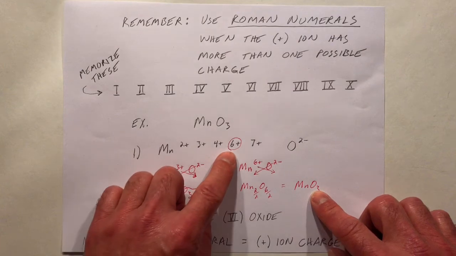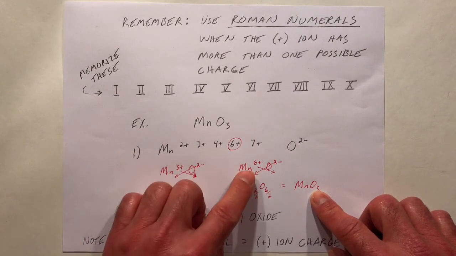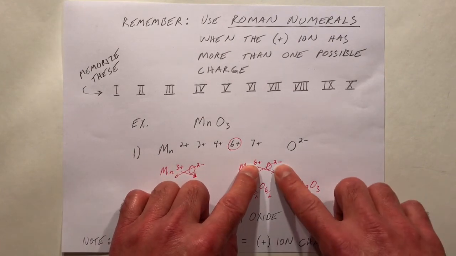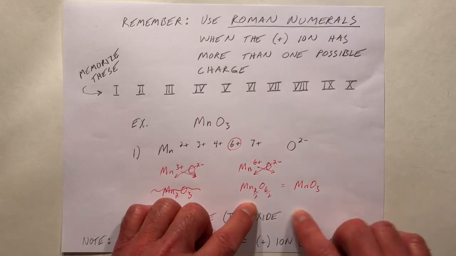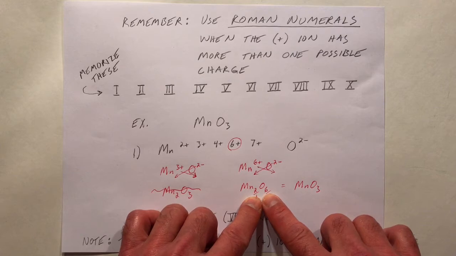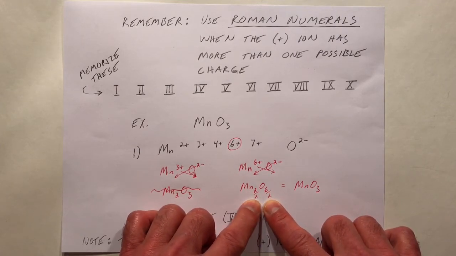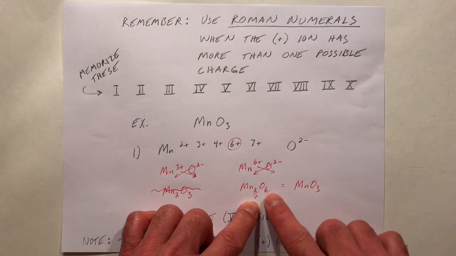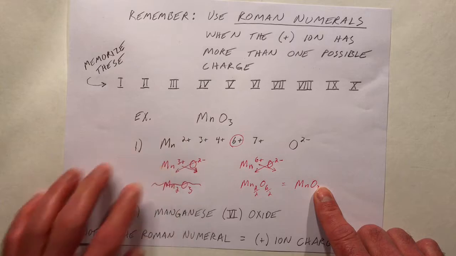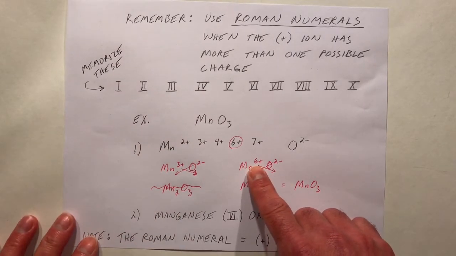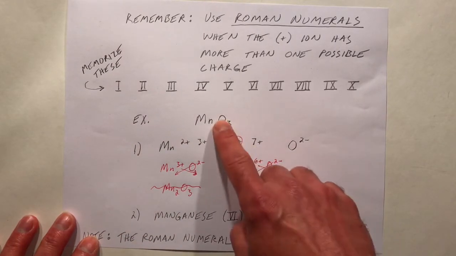Let's try another possibility. Let's try 6+. If we crisscross Mn6+ and O2-, notice the 6 goes there and the 2 goes there, and we get Mn2O6. Now Mn2O6 are both divisible by 2. 2 divided by 2 is 1. 6 divided by 2 is 3. Hey, that's the right formula that we have.